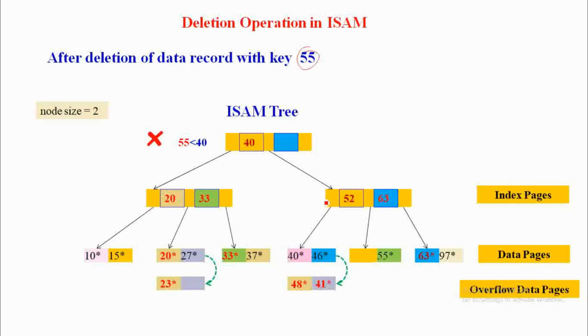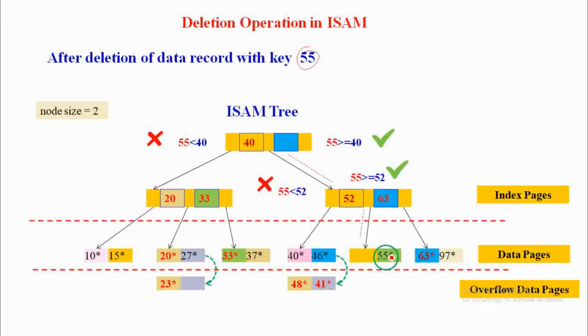Now let's take one more delete operation, that is deleting a record with the search key value 55. The record with the search key value 55 is available here in this leaf node. When it is removed, what happens? The complete primary data page, which is the leaf node of the ISAM tree, now becomes empty. Though it becomes empty, this node should not be deallocated. It should be kept as a placeholder for future insertions.